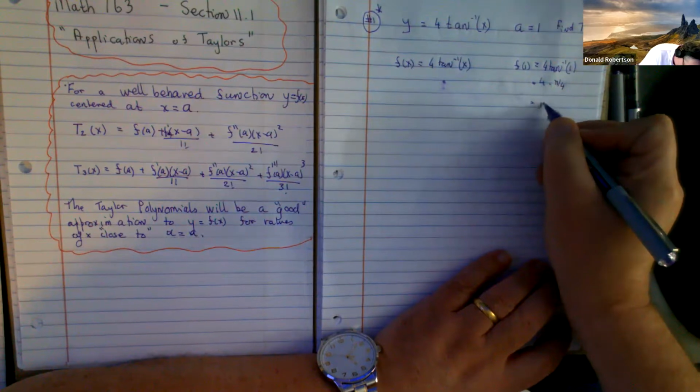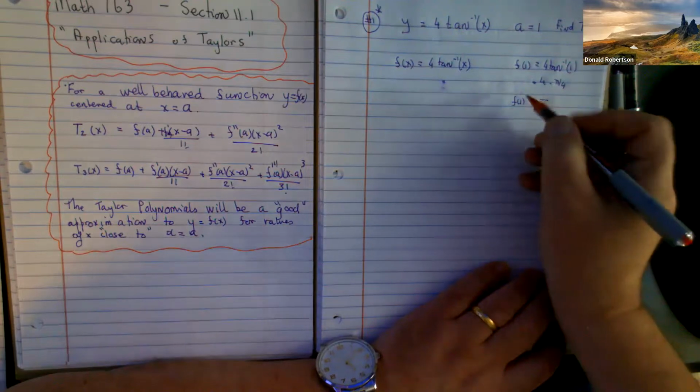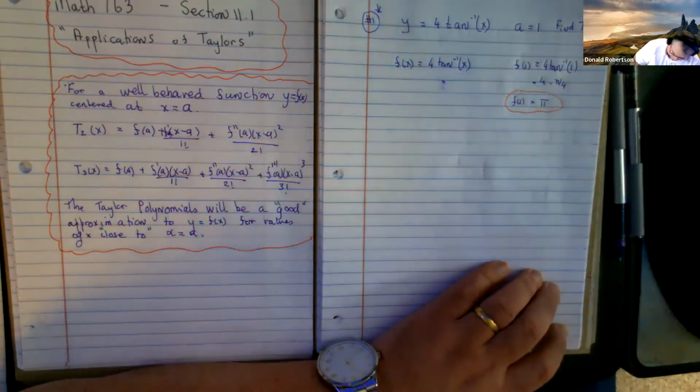And that guy gets you pi. So there's your first fella. And I'll put a little circle around him because I'll lose track of them all. There's the first one.